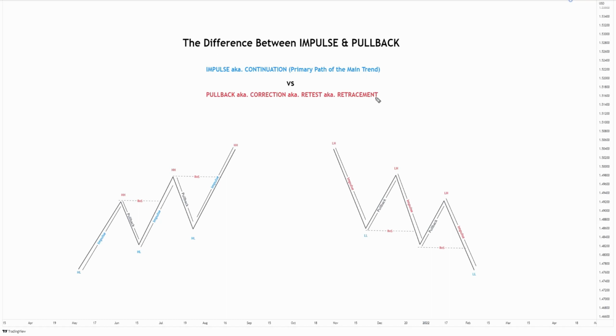The primary direction of the main trend is known as impulse or continuation. At the same time, a pullback is a market correction, also known as a retest or retracement, that occurs before the trend continues in the main direction. As I mentioned in the previous video, many terms used in trading refer to the same concept. We all know it's just trading semantics, but hey, variety is the spice of trading.